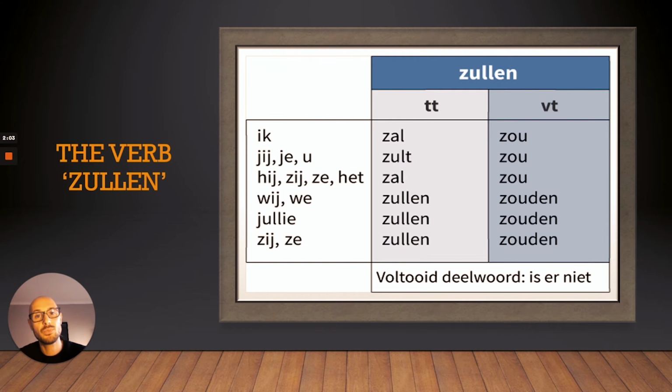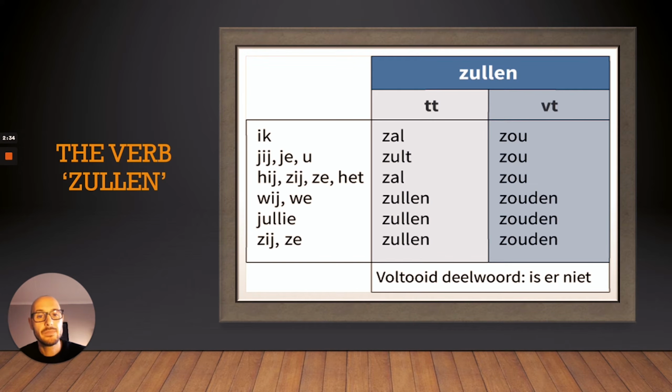Today, I only want to speak about the future. So we'll only be focusing on the T and the T, on the tegenwoordige tijd. And then underneath you will see voltooid deelwoord. What is the voltooid deelwoord? That is the past participle, and the verb zullen does not have a past participle. Okay, so I just want to go over the conjugation so you can get familiar with the conjugation and also the pronunciation.